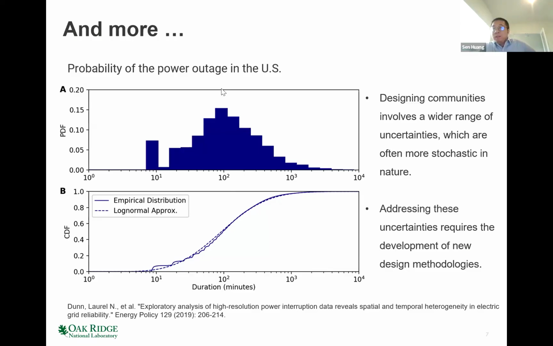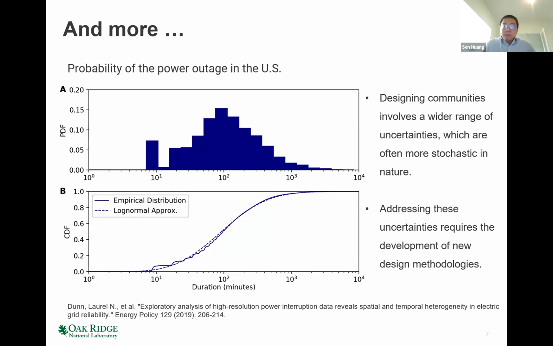But remember, this is just one aspect of the power outage, because you also have to consider, for example, the uncertainty from the starting time of the outage, and also the uncertainty associated with the spatial distribution. Because if you consider a whole region, you do not have outage data for all the places, right? So they also have a pattern in terms of spatial distribution. Those make the problem a lot more complicated.